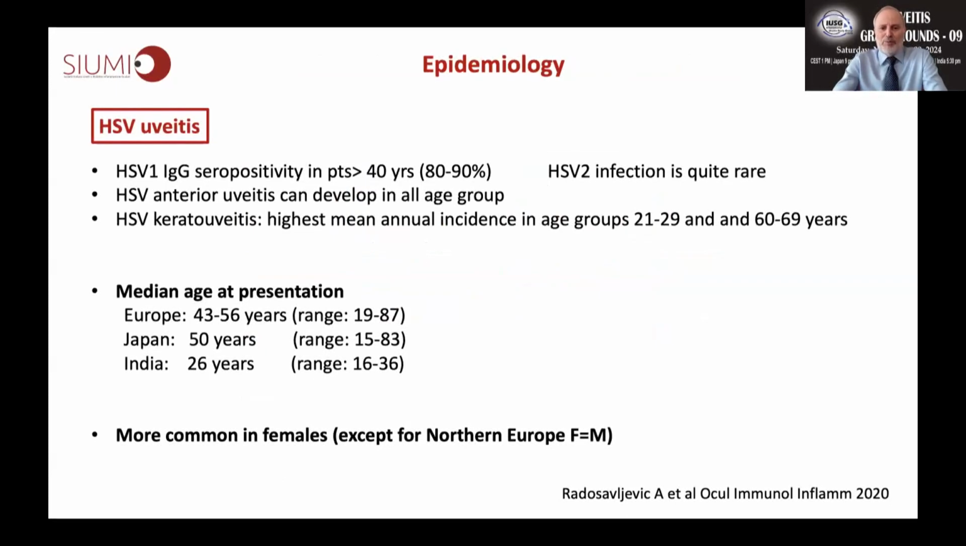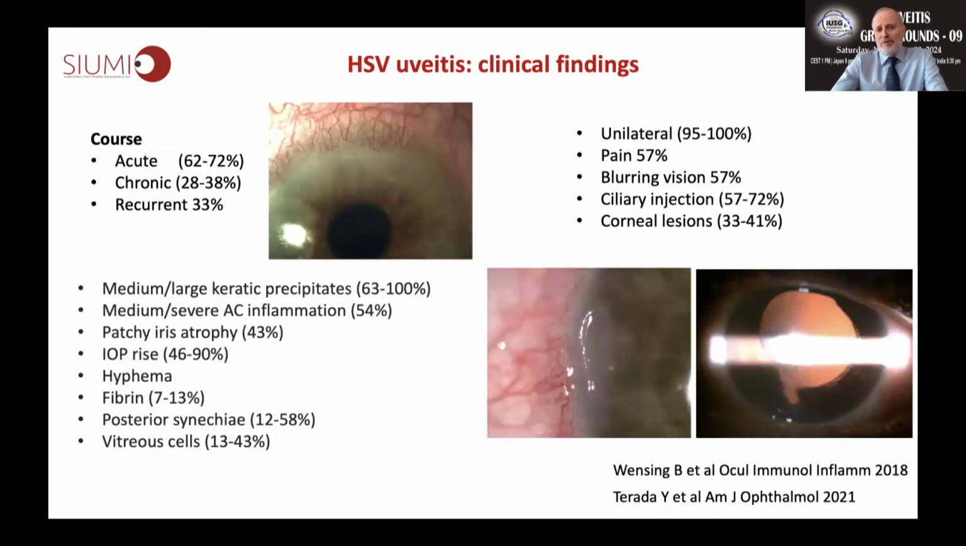Everybody knows that HSV1 seropositivity in patients older than 40 years old ranges between 80 and 90% of the cases, while HSV2 is quite rare worldwide. HSV anterior uveitis can develop in all age groups, although in Europe and Japan it appears approximately in the 40s and 50s, while in India it appears even earlier, and the median age is 26 years old. HSV infection is more common in females, with the exception of Northern Europe where the female and male ratio is similar. The course of HSV uveitis can be acute, chronic, or recurrent.